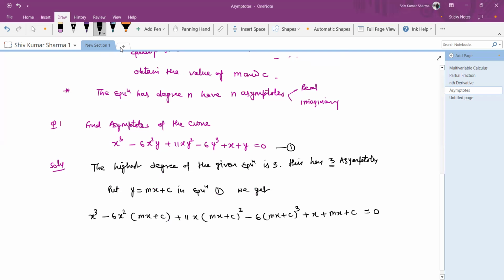When we put y equal to mx plus c, we simplify this as x cube minus 6m x cube plus 6 x square into c, plus we open the whole square of mx plus c.